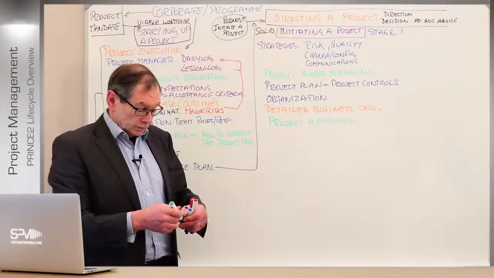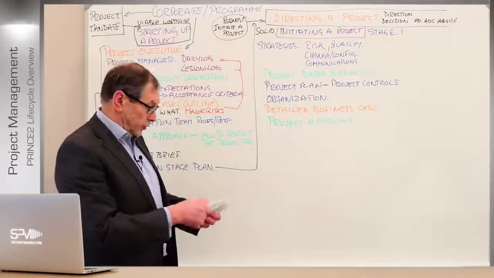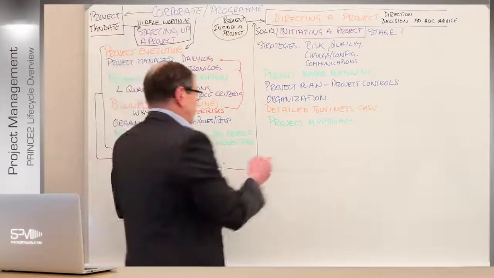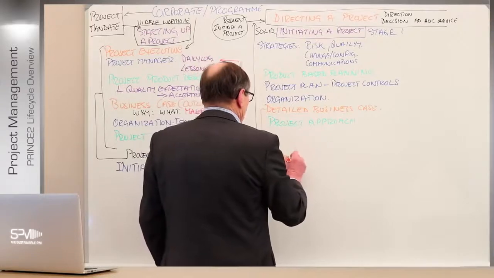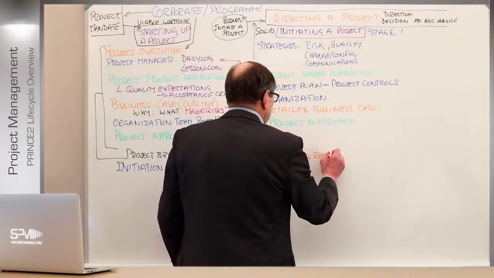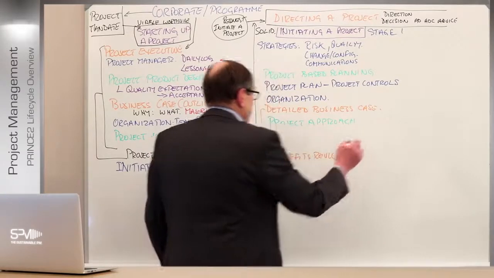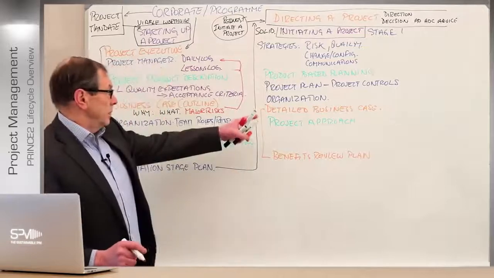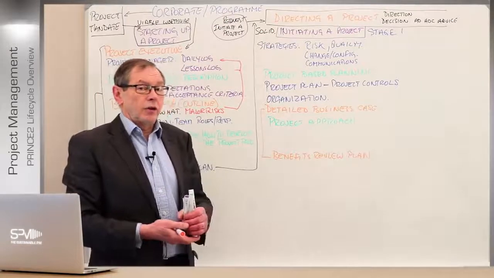Okay. Now, another thing we need to look at, of course, is we're delivering stuff, we need to understand what the benefits are going to be. So linked to this will be the start of the benefits review plan. Right, linked to the business case, because obviously the business case is going to have what the benefits are about.